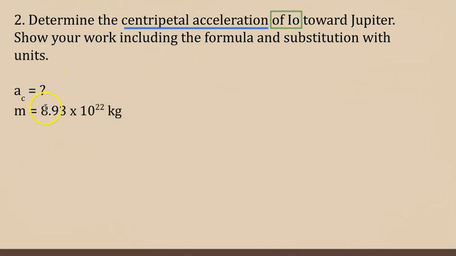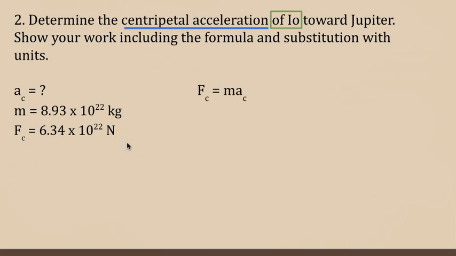M is 8.93 times 10 to the 22 kilograms. I got that from the reading, and it's the mass of Io. It is not the mass of Jupiter. Then I put down Fc equals 6.34 times 10 to the 22 newtons, and that is the force that I just got in question 1. So in question 1, they asked me for the gravitational force, and now here I'm using it as centripetal force. And that's fine because the orbit of Io around Jupiter is generally a circle, so I can use it as a centripetal force.